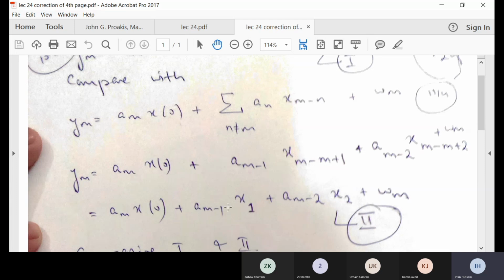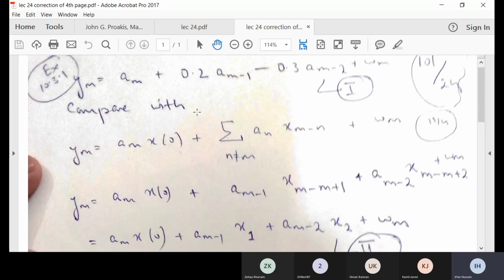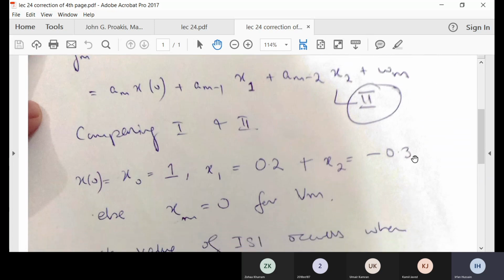Now I can compare this equation with this equation, and hence I will get x_0 is 1, x_1 is equal to 0.2, x_2 is equal to minus 0.3, and w_m is just w_m. This is why I will get these values. Alright, so what are these values? We know these are the overall response. These are the x. What was x? x was the overall channel response convolved with a match filter.